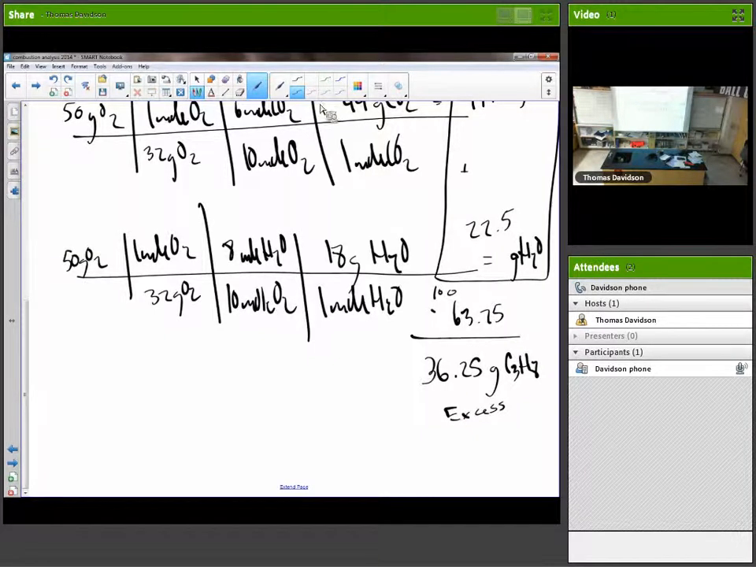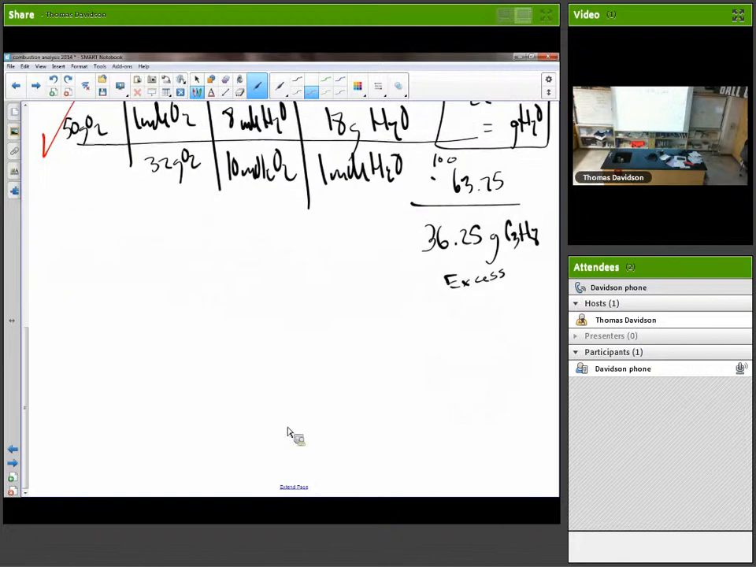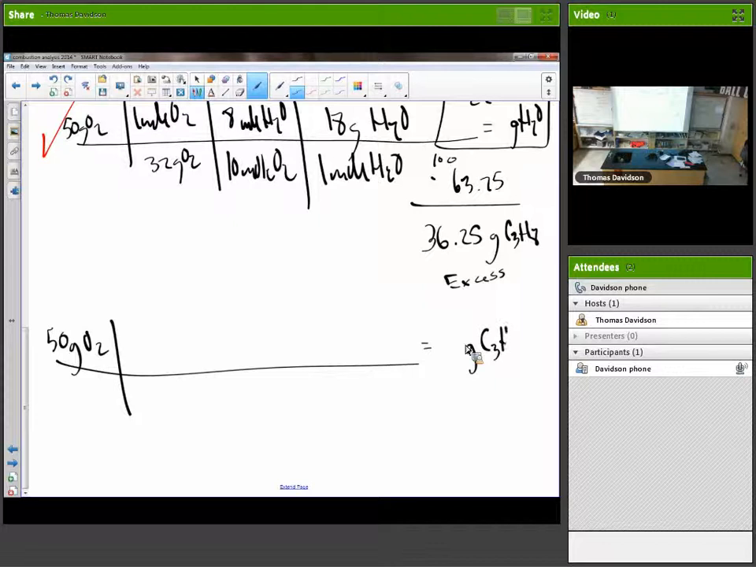Okay, I don't care what way you use. This is one way. Here is another way. And shockingly, it's going to involve a picket fence. You're still going to start with 50 grams of O2, but you're going to solve for grams C3H8. The reason you would do this is because this picket fence will tell you how much propane is used. You with me? And what would we do then?